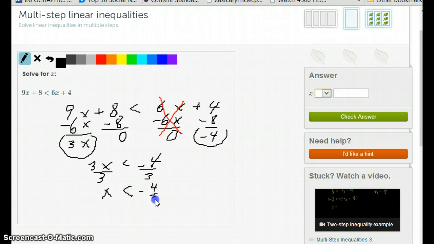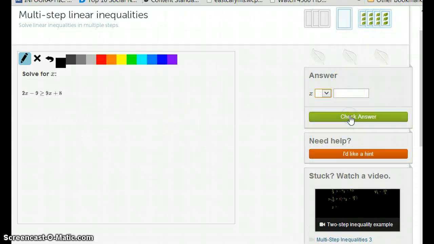Okay? We'll just leave that as a fraction because 4/3 is really messy as a decimal, right? It's a repeating decimal. It's like 1.3333. So we'll just put, Khan Academy accepts fractions as answers, so we'll just put negative 4/3. Say, check answer. Okay.